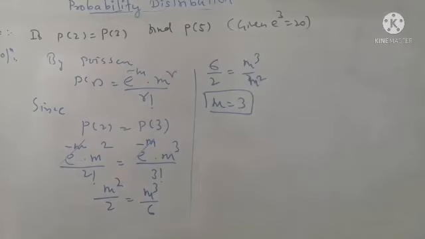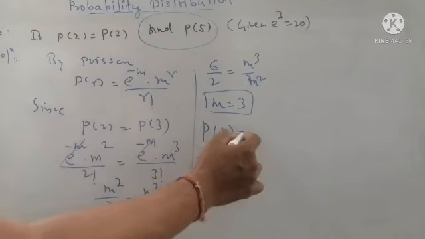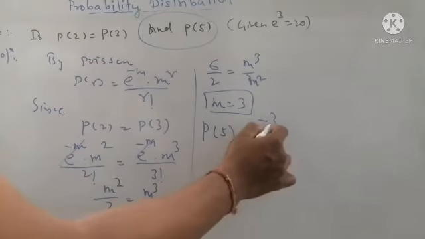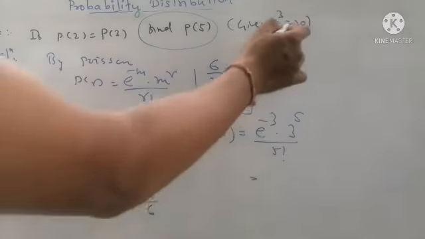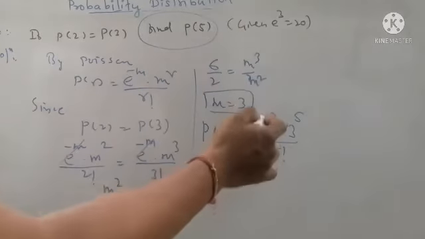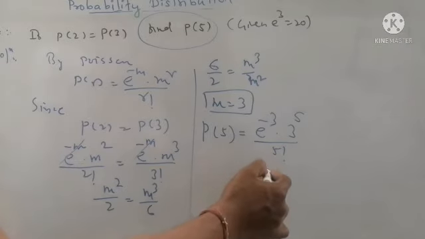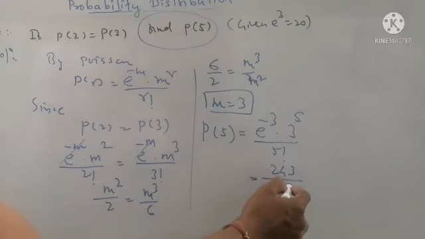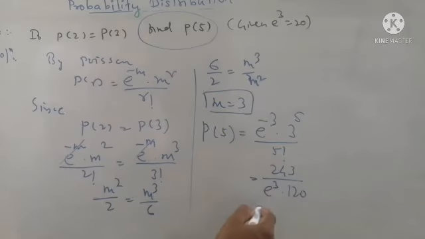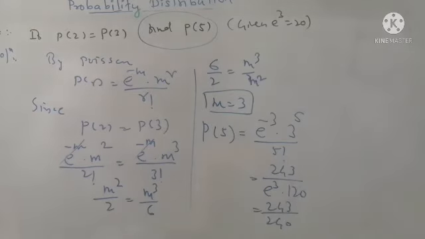As we have evaluated the mean of the distribution, now we find P(5) using the formula, with r equal to 5 and m equal to 3. We get e raised to minus 3 into 3 raised to 5 divided by 5 factorial. Now simplifying this, e raised to minus 3 is a negative index, so e raised to minus 3 is 1 by e raised to 3 in the denominator. 3 raised to 5 is 243, and 5 factorial, the product of natural numbers up to 5, is 120. As e raised to 3 is given as 20, the denominator is 20 times 120, which is 2400. By simplifying we get the answer.